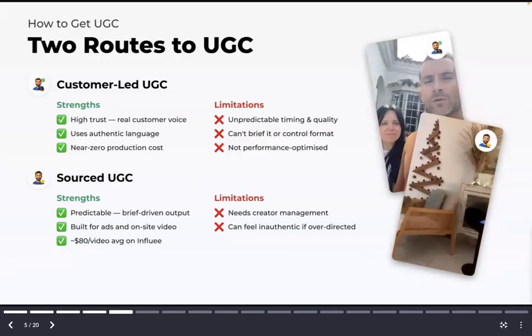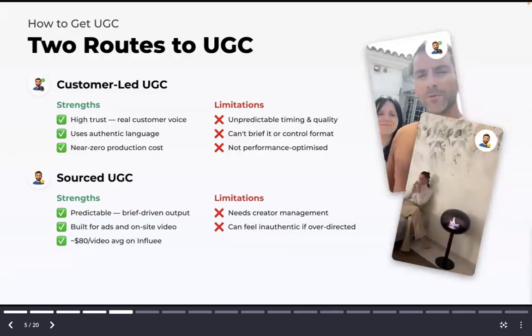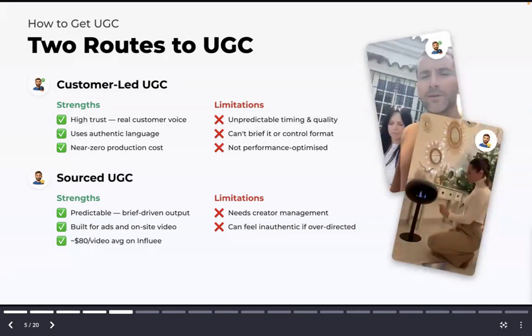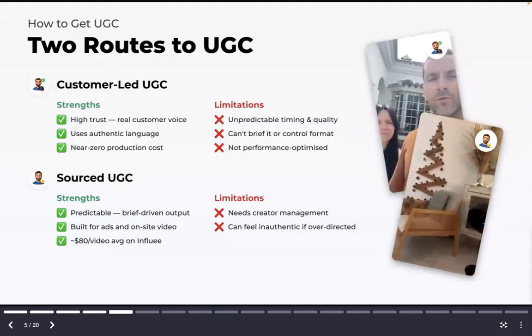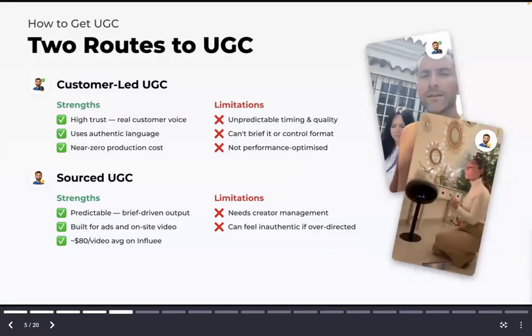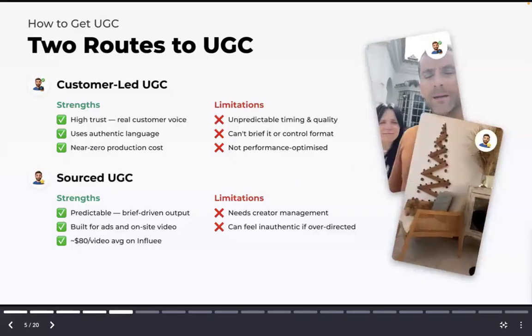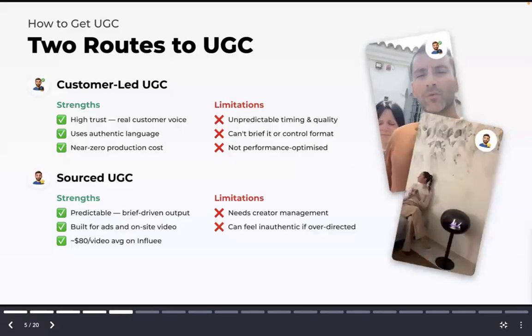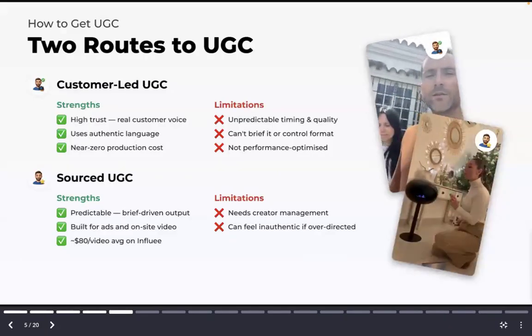The solution to customer-led UGC is sourced UGC. The strengths of this approach are that it's predictable. You can provide a brief to the creators and then they make content according to your brief. It's built for ads and on-site video, and it can also be quite cost-effective. For example, on Influee, an average 30 to 60-second UGC video costs $80, which is very reasonable.